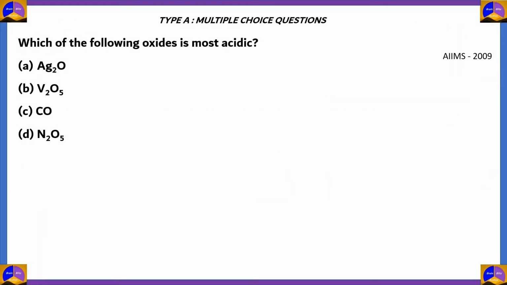Let's look at this question. Which of the following oxides is the most acidic? We have 4 oxides given, so the first thing we need to determine is the oxidation state. For Ag2O, oxygen always has 2 minus as its oxidation state. So therefore, 2 times of +1 will be equal to 2 minus of oxygen. So for silver, it is +1.